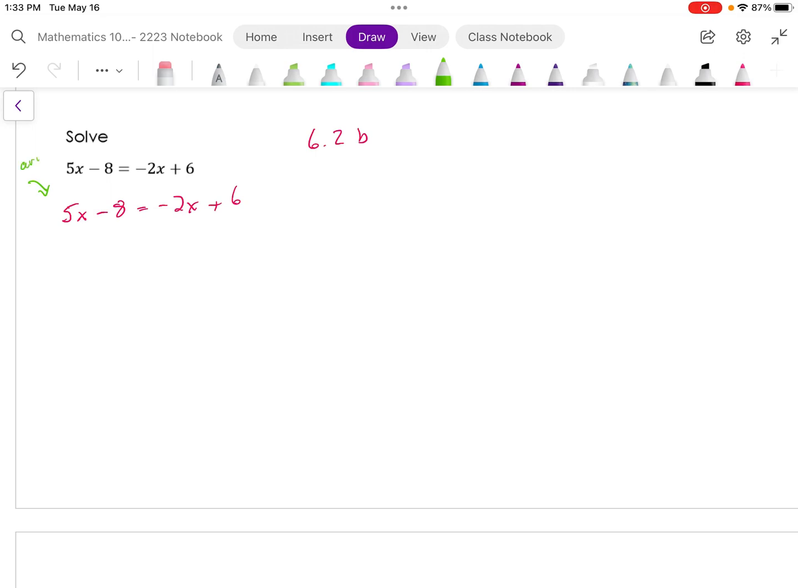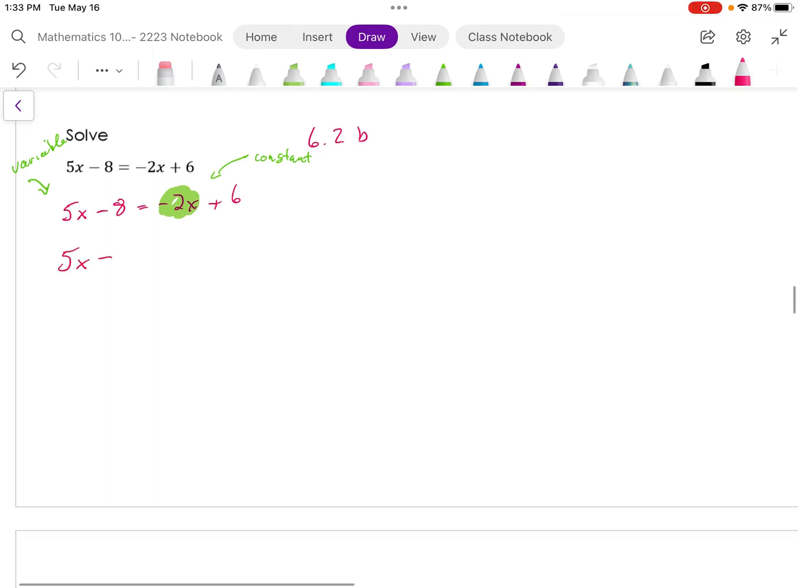On the left-hand side, I might want to isolate my variable. On the right-hand side of my equation, I might try to isolate my constant. Does it matter which one we move in a balanced strategy? Not really. So perhaps what I'm going to do is eliminate negative 2x from the right-hand side of my equation. My original equation is 5x minus 8 is equal to negative 2x plus 6.